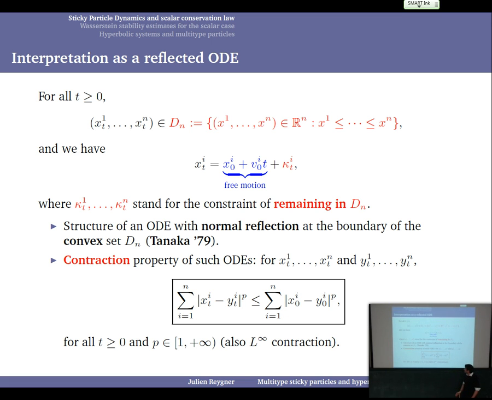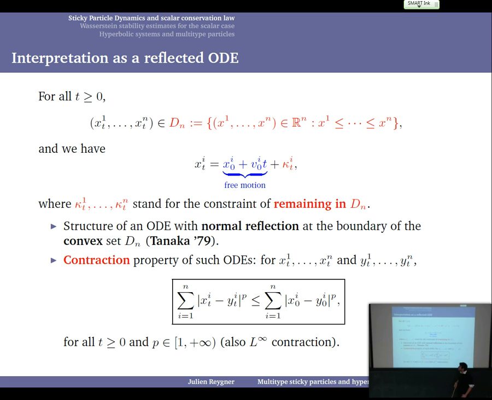And now there's another remark I can make: if I take the position of the particle i at time t, I can always write it as the position this particle would have if it had not seen the other particles. So just this part, this blue part here, corresponds to the free motion of the particle. And then I can add here a complementary term which stands for the constraint of remaining stuck in my polyhedron D_n here.